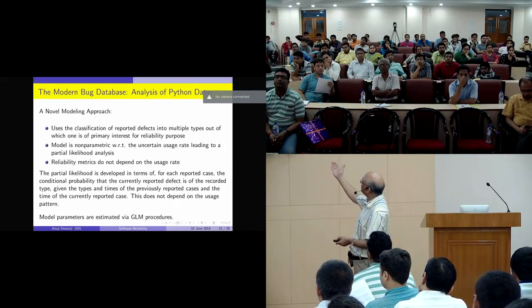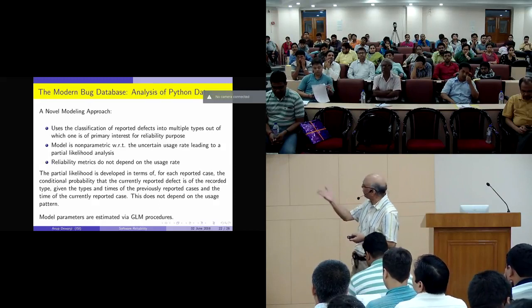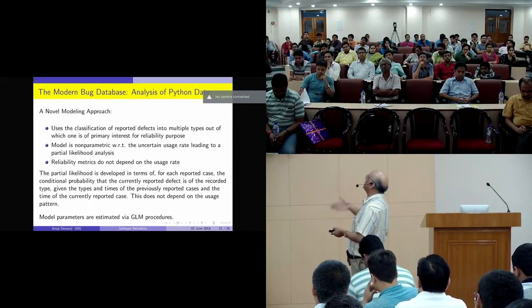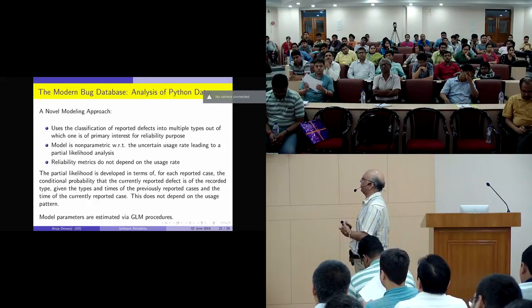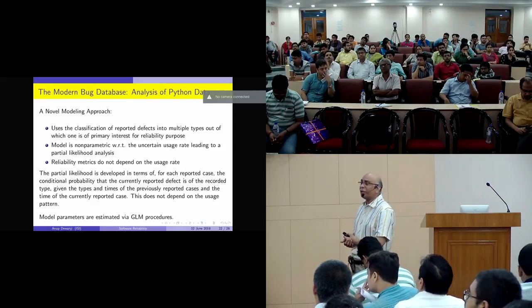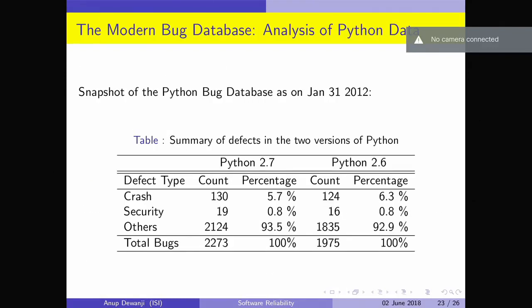The partial likelihood essentially looks at the probability that the currently reported defect is of the recorded type, given the types and times of the previously reported cases and the time of the currently reported case. So this does not depend on the usage pattern. And look at this, the previous history is also incorporated in the likelihood. The only thing we do not incorporate is the usage pattern, because we don't have it, right? So model parameters can be estimated again by GLM procedures.